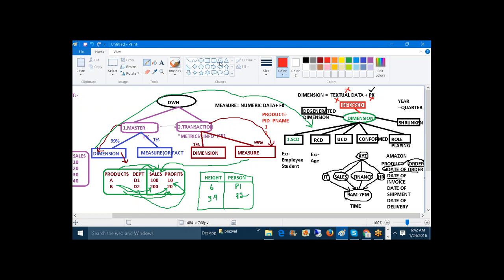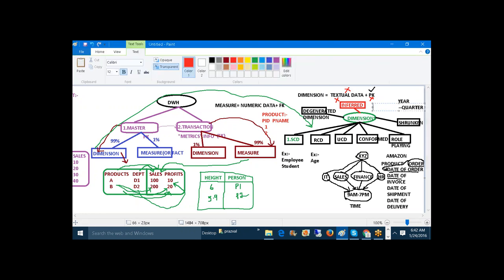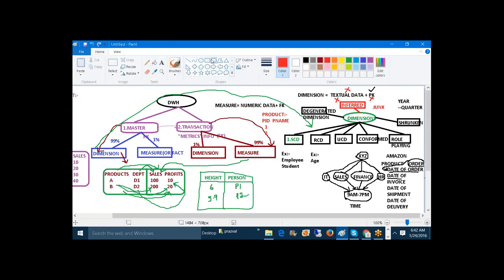And the last type of dimension is junk dimension. The ninth type of dimension is junk dimension. So what is a junk dimension? Basically, junk means unwanted or unrelated. If the dimension is storing unwanted attributes or unwanted information, then such a kind of dimension is known as the junk dimension.